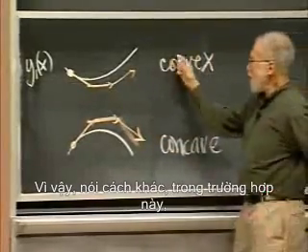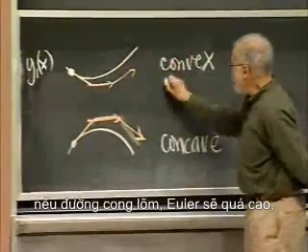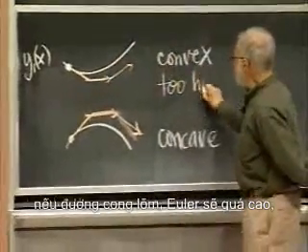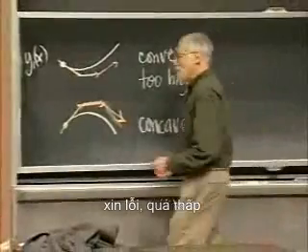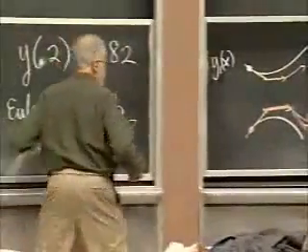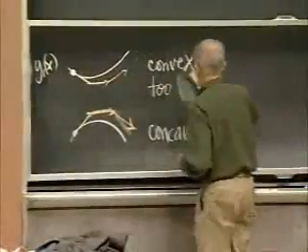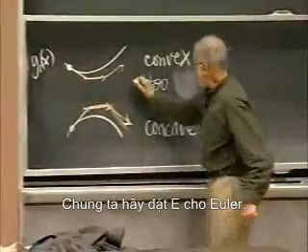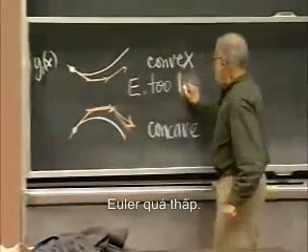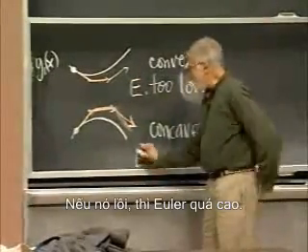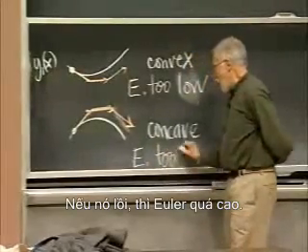So in other words, in this case, if the curve is convex, the Euler is too low. Let's put E for Euler. How about that? Euler is too low. If it's concave, then Euler is too high.